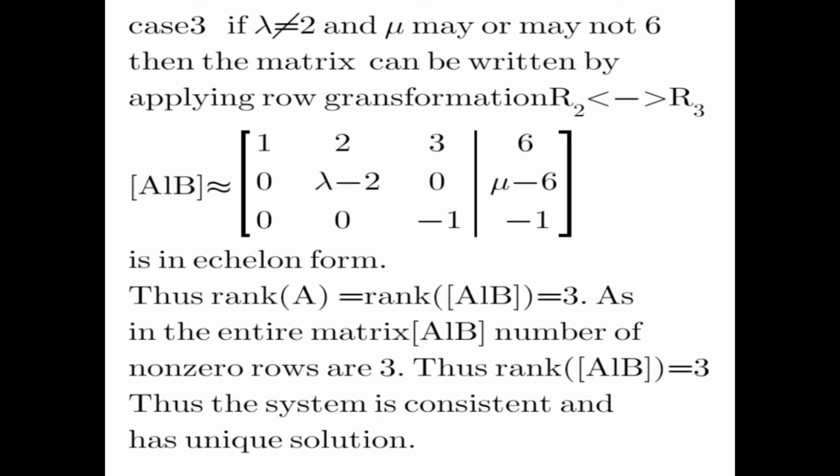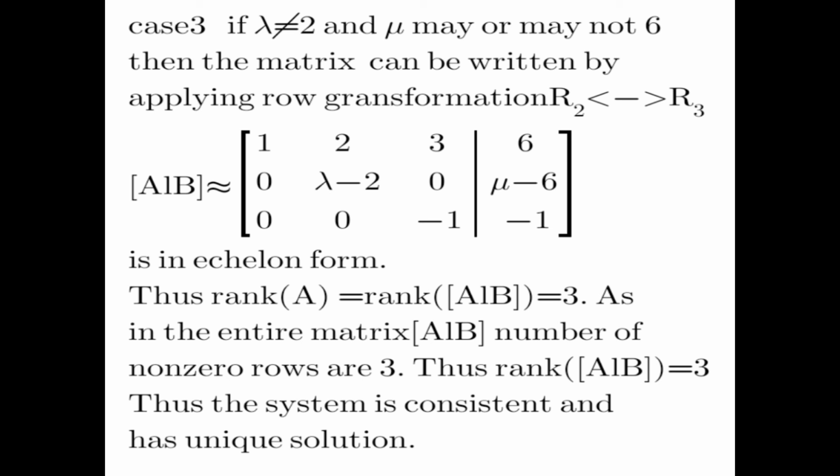In the third case, if lambda is not equal to 2, of course mu may or may not be equal to 6, we will consider only lambda not equal to 2. In that case, you may note that the last row will not be a 0 row, and the entire matrix is not in the row echelon form. So we interchange R2 and R3 to write the entire matrix in the echelon form.